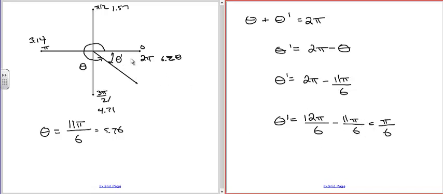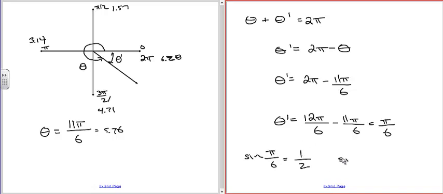And again, the significance of the reference angle is that the trig functions are the same between these two angles, except the signs are different. So, for example, if I did the sine of pi over 6, which is a reference angle, that's equal to a half.